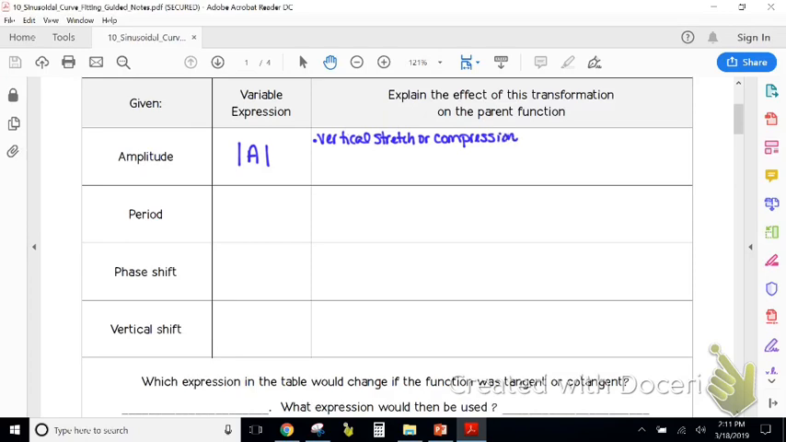But what is the definition of amplitude? Do you remember? It is going to be the distance from the midline. It's the distance from the midline to either the top of the curve or the bottom of the curve, okay? So it's going to be half the height of the wave.